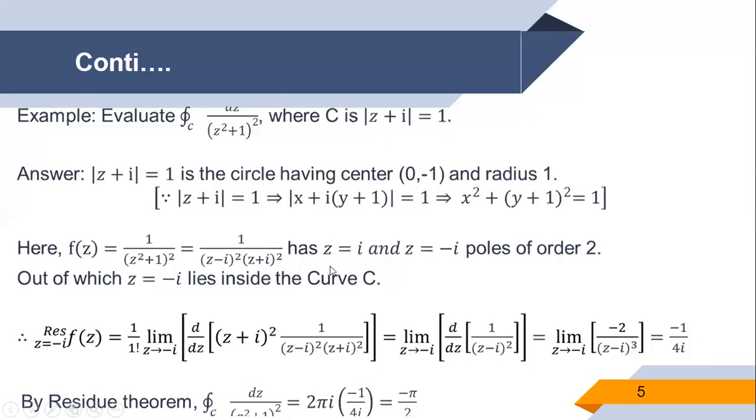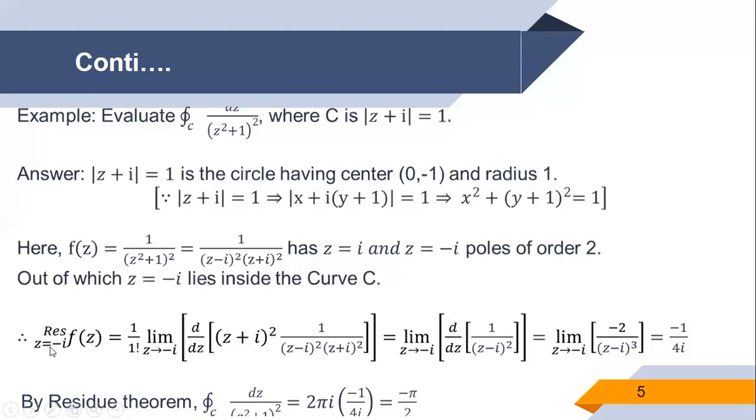So that means z is equal to I is outside, and minus I. So obviously minus I plus I is 0, 0 less than 1. So this is inside. So out of both points, minus I lies inside the curve. So we find the residue only at the point z is equal to minus I.